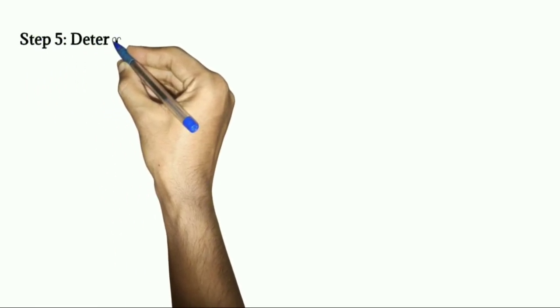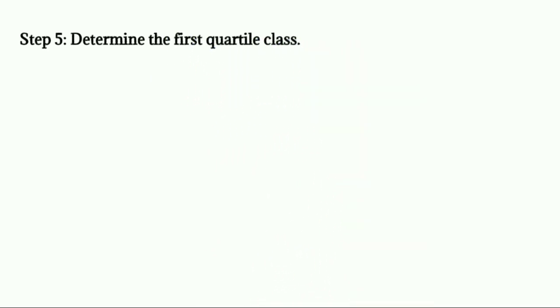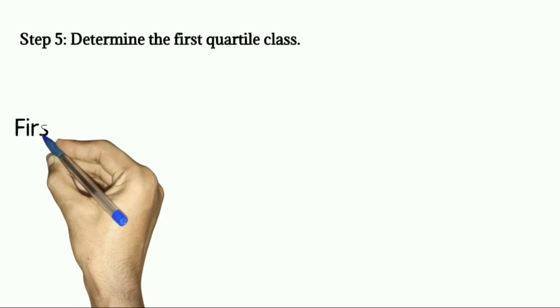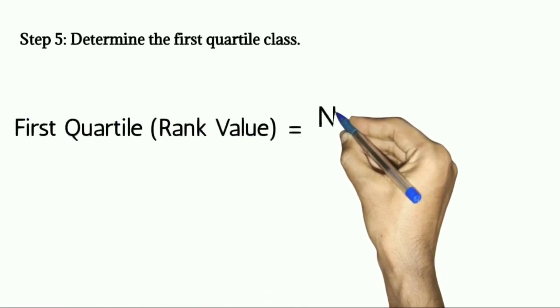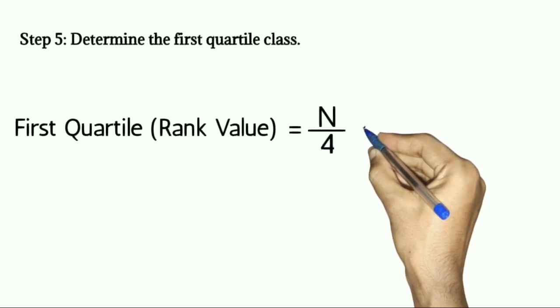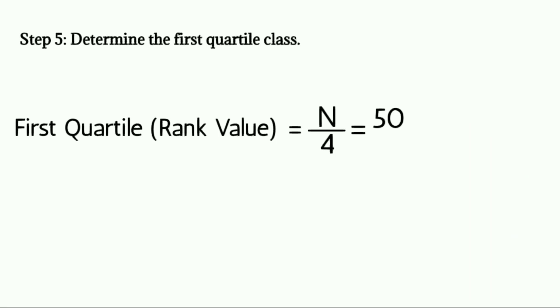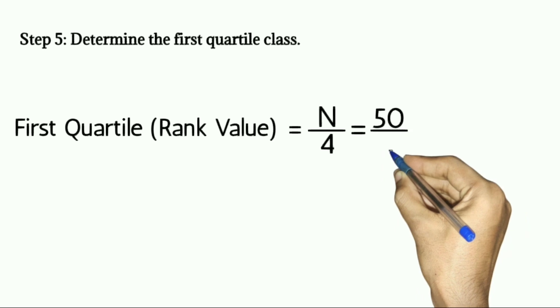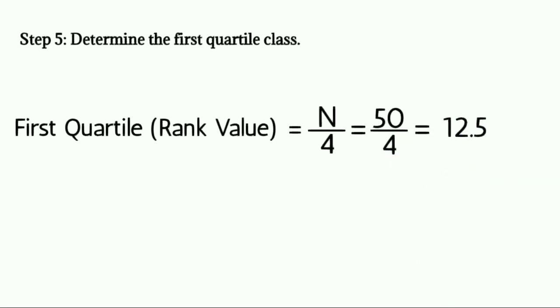After constructing a cumulative frequency column in the table, the next step is to determine the first quartile class. Use the following formula. First quartile, rank value is equal to n over 4. N is equal to 50 because there is a sample of 50 customers. 50 divided by 4, that is equal to 12.5.